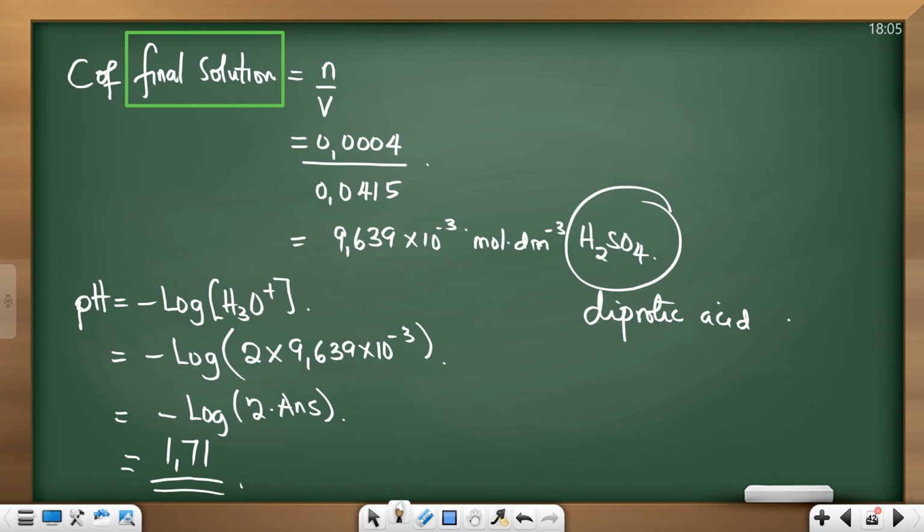And it makes sense because it's acidic. It is the acid that was in excess. That's why it is acidic. Please give me your feedback. Are you okay with what I did?